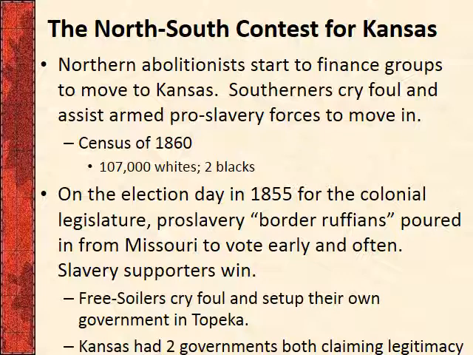Well, on election day for this legislature, a bunch of pro-slavery, quote, border ruffians jump the border from Missouri and pull the Chicago move, right? They vote early and often. The same guy votes several times that day. And as a result, the pro-slavery forces win.